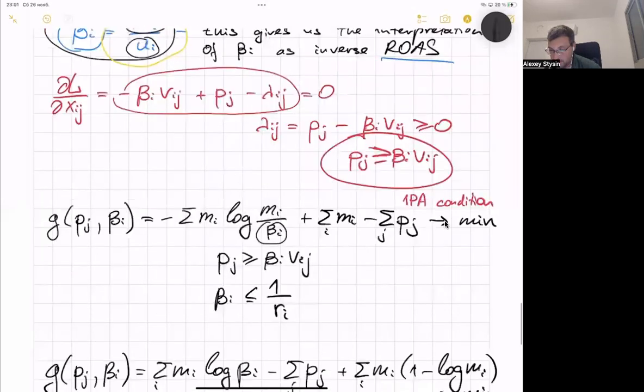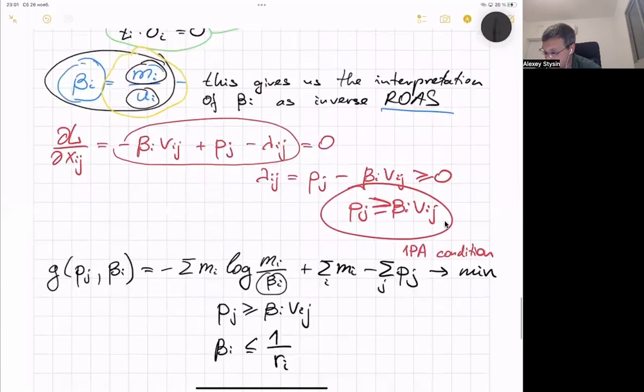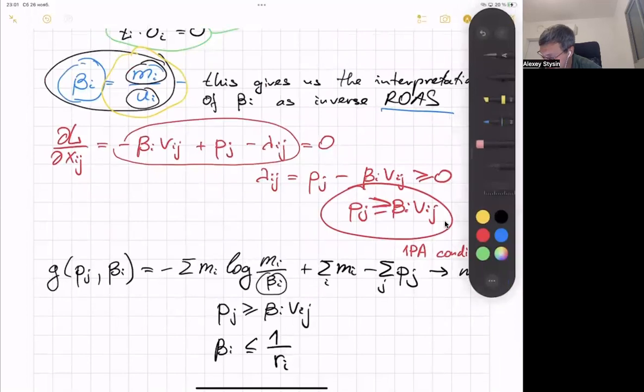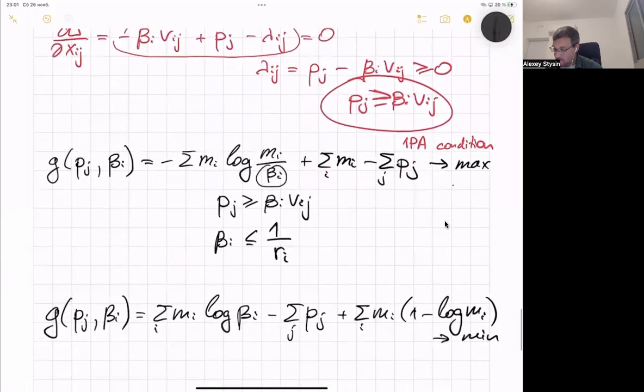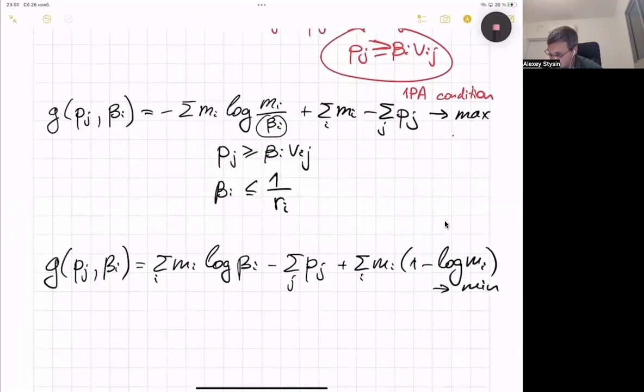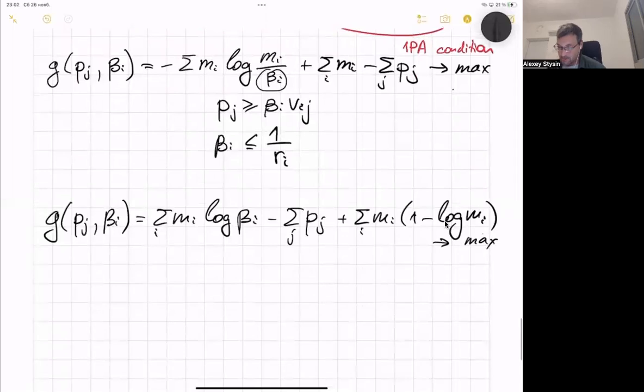yeah, I don't really like it. Why is it to be? Okay, so I'm sorry, this is to be maximized, of course. This is to be maximized. Okay, now it's good. Now it's all good.